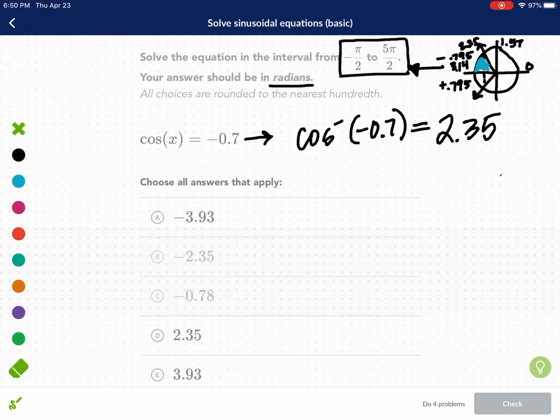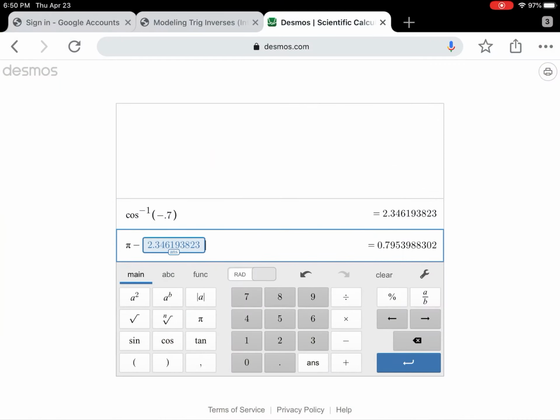So my second angle that I'm looking for down here is pi plus 0.795. Pi plus that answer is 3.94. Now I'm okay rounding it off because that is one of the answers. So this one right here is 3.94. So we have kind of two answers to start with, 3.94 and 2.35.